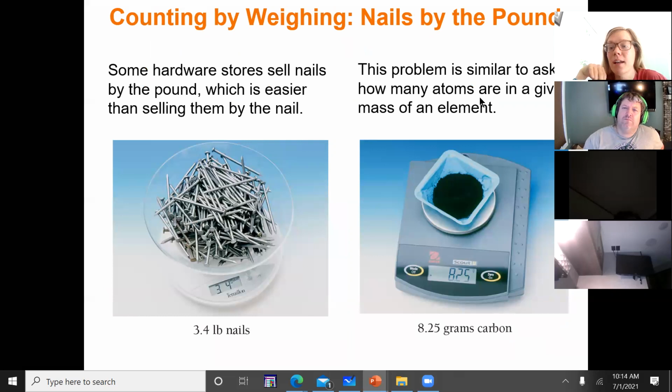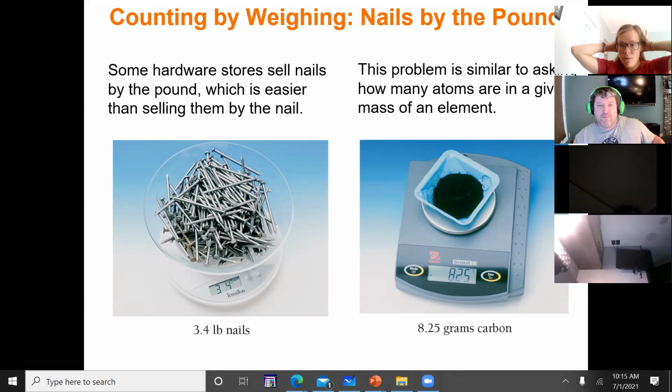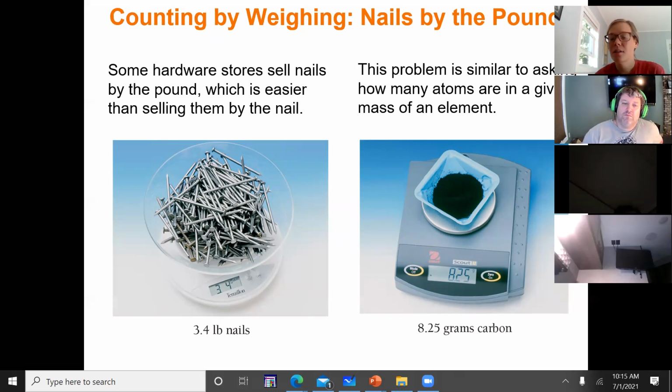So in order to do that, we got to do some basic stuff. Counting by weighing. The real life example that they use is nails, or measuring nails by the pound. If you've ever gone to a hardware store where they had nails that were loose, the way they measure out how many nails you need, they don't go and count every nail. If you're building a house, they're not going to count every nail that you need for that house.